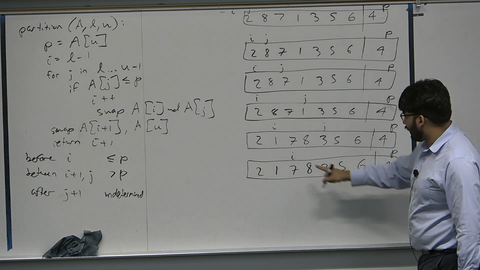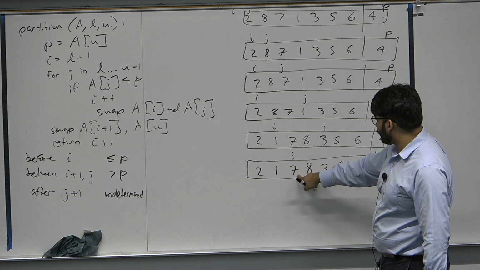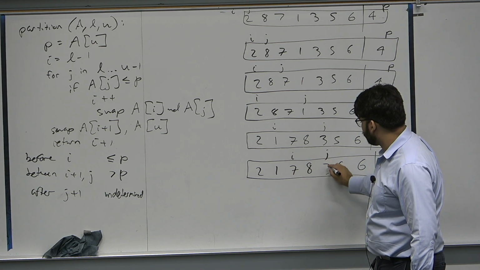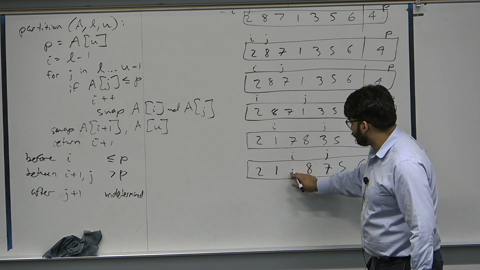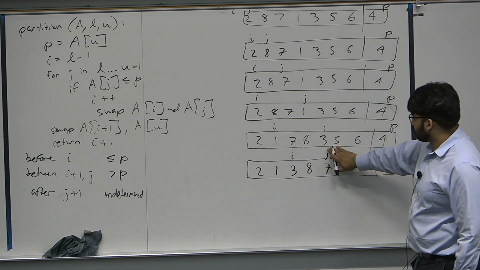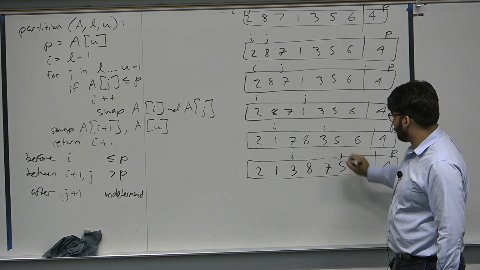We're going to increment i. Then we're going to swap i and j here. So this is going to become 7, and this is going to become 3. Then we increment j, because we're increasing the for loop.